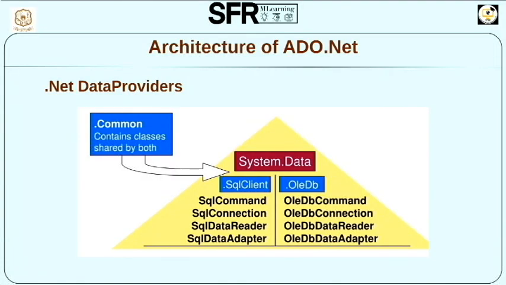This is the .NET data provider hierarchy. The first one is System.Data, which contains SqlClient and OleDbClient. In SqlClient, we have SqlCommand, connection, data reader and data adapter. These are used to connect to a SQL database. The second one is the OLEDB. It also contains command, connection, data reader and data adapter. These objects are used to connect to a database.